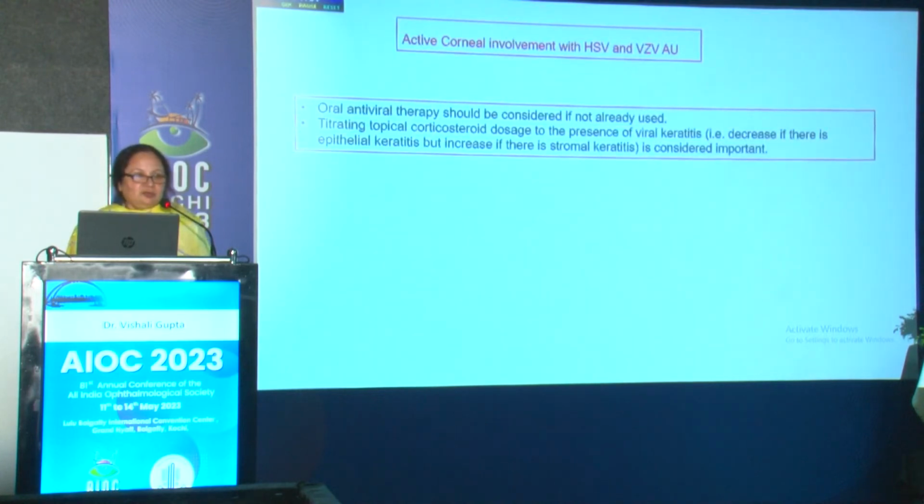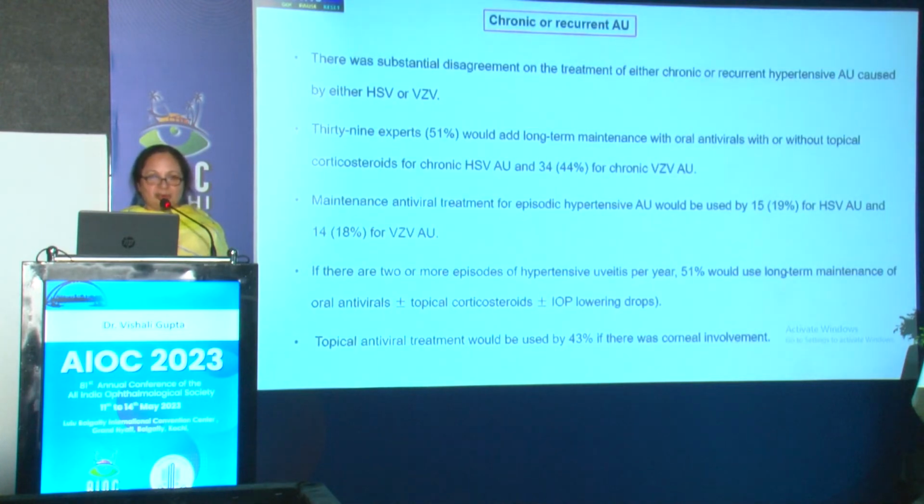Coming to active corneal involvement, I don't have to go into it because the Herpetic Eye Disease Study already covered it. But experts felt that if there is corneal involvement, oral antiviral therapy should be considered if not already used, and you have to titrate topical corticosteroids depending on what you have.